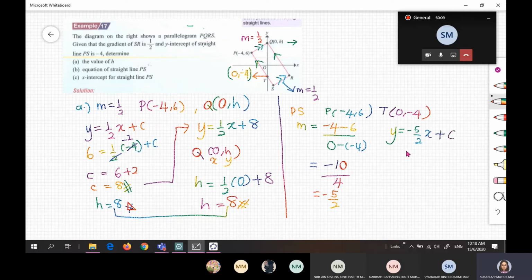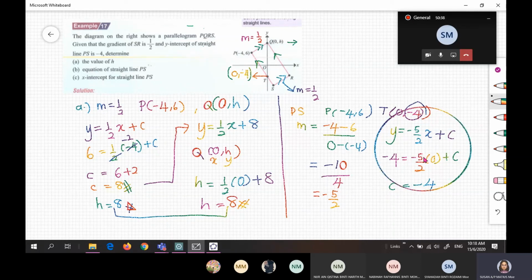Once you know the gradient, y is equivalent to -5 over 2 x plus c. So what's the value of c? Substitute. You can use P or you can use T. Let me use T, because 0 makes my life easier. So what's the answer for c? C is equivalent to negative 4. If you're not doing this, it's also fine because you already know the y-intercept is negative 4. This method is just an alternative.